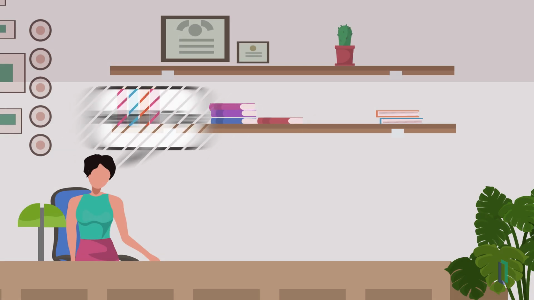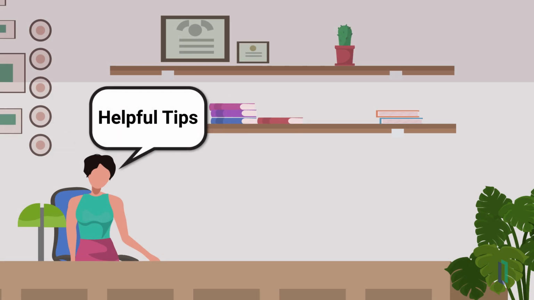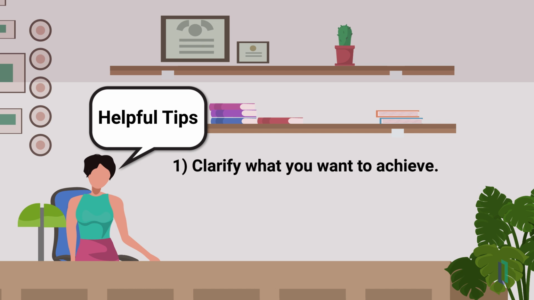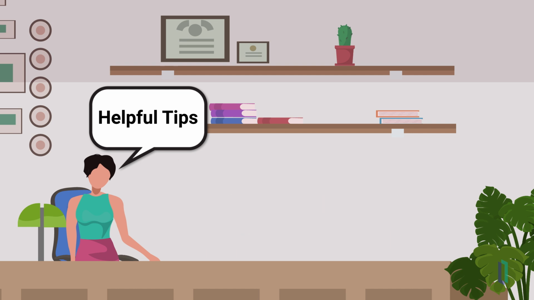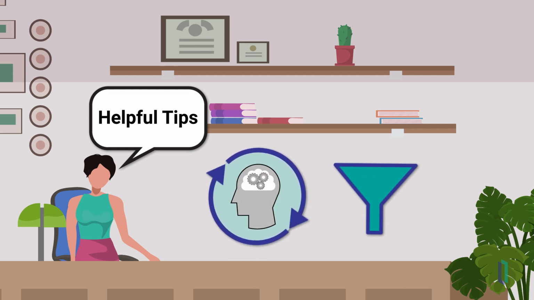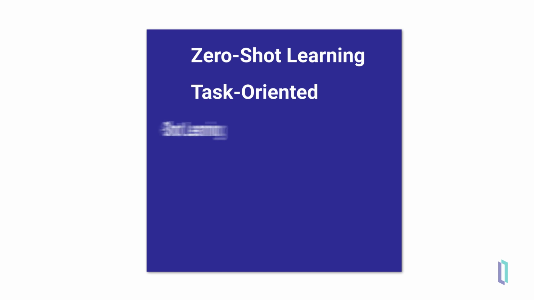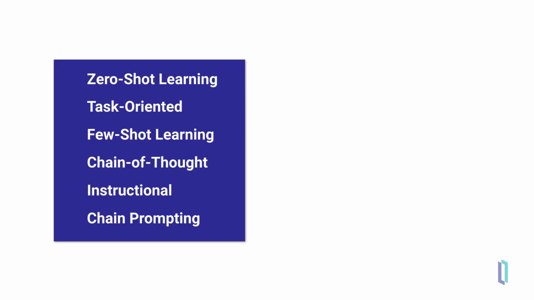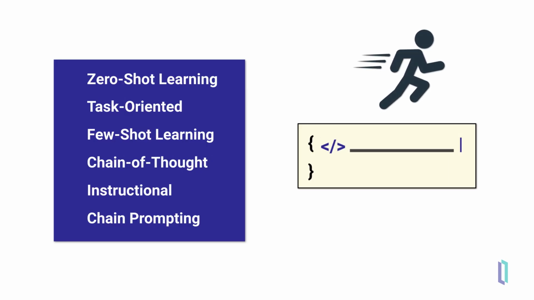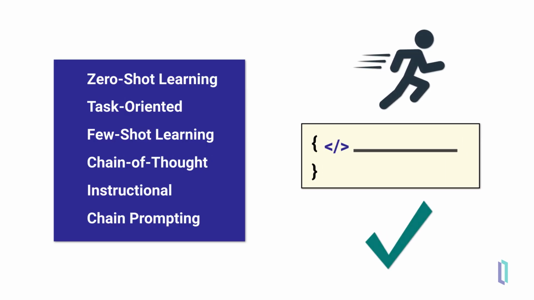Overall, keep these tips in mind when crafting prompts. First, be clear about what you want to achieve. Also, try adapting your strategy over time and iterate, noticing what works. Further, you can leverage the AI tool to refine prompts and make them even better. With these techniques, zero-shot learning, task-oriented, few-shot learning, chain of thought, instructional, and chain prompting, you are well on your way to crafting inquiries using best practices to ensure your output is as useful as possible.